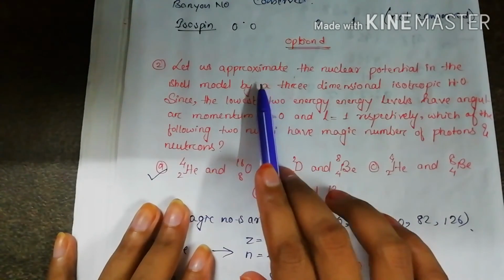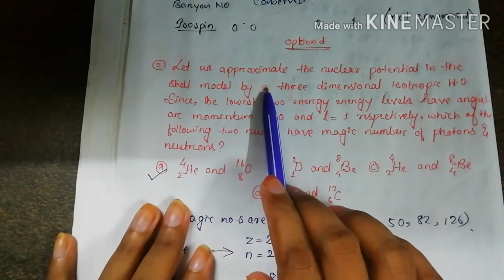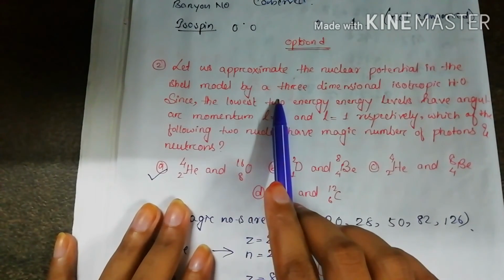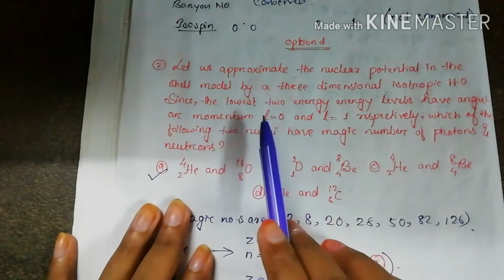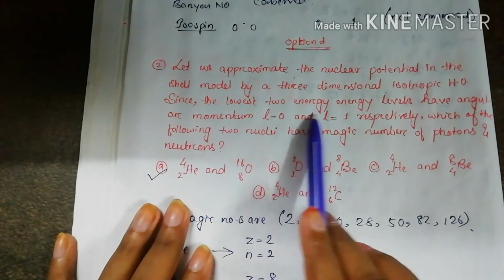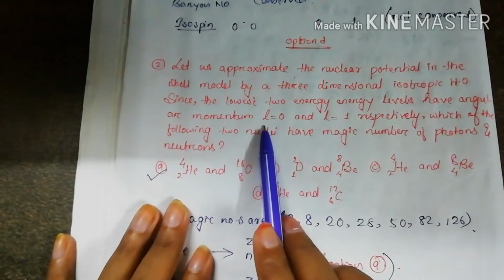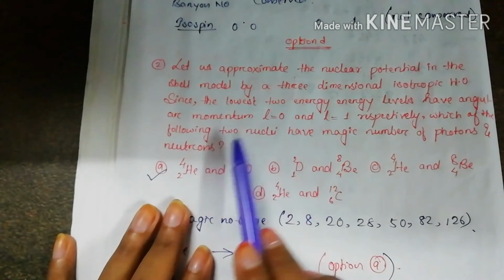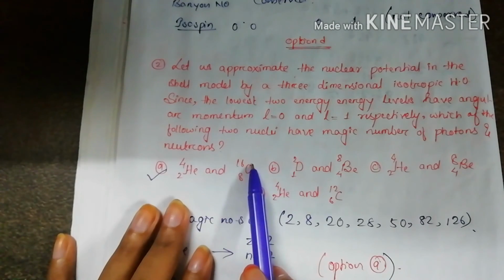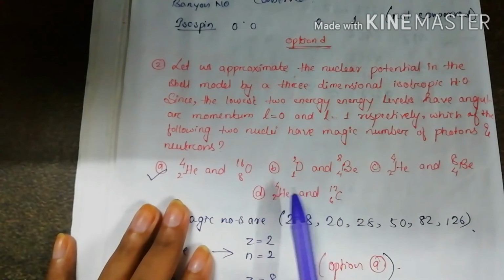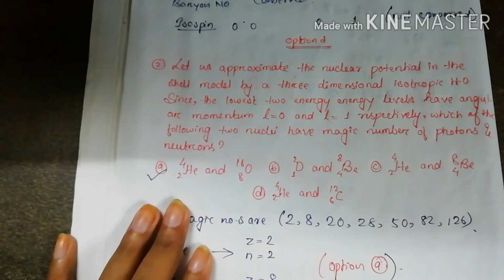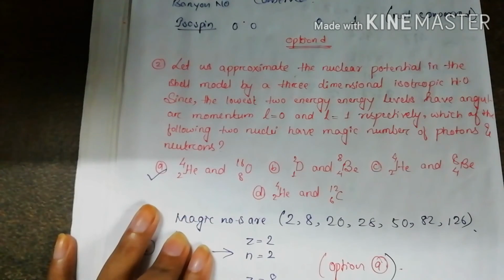The next question asks us to approximate the nuclear potential in the shell model by a three-dimensional isotropic harmonic oscillator, where the lowest two energy levels have angular momentum L equals 0 and L equals 1 respectively. Out of these nuclei, we have to find which has magic numbers of protons and neutrons.